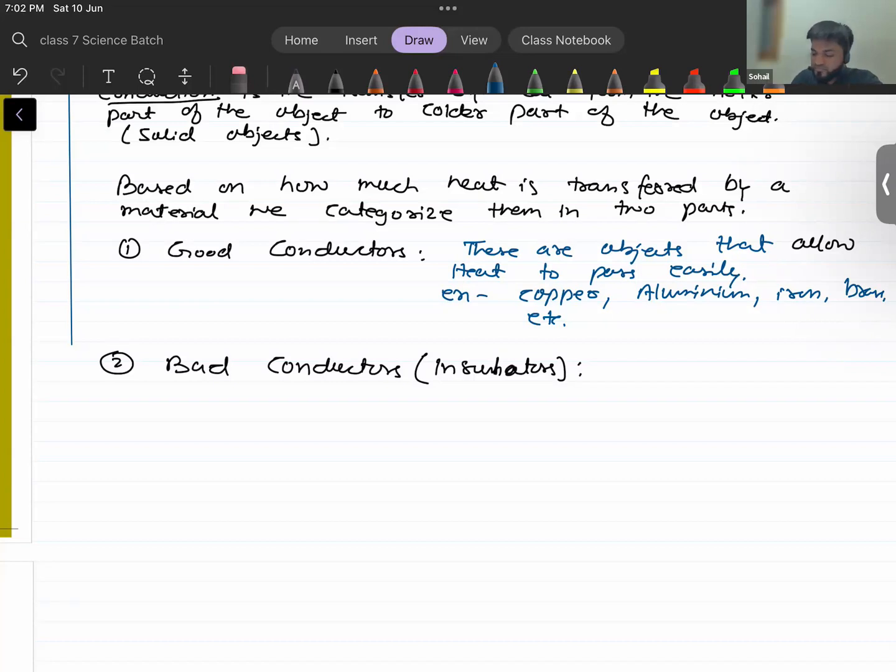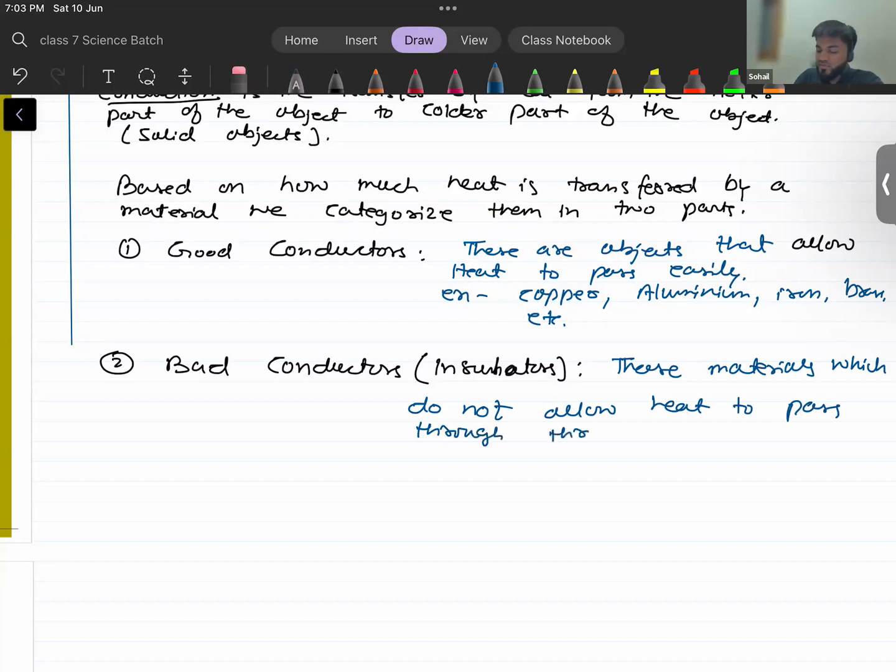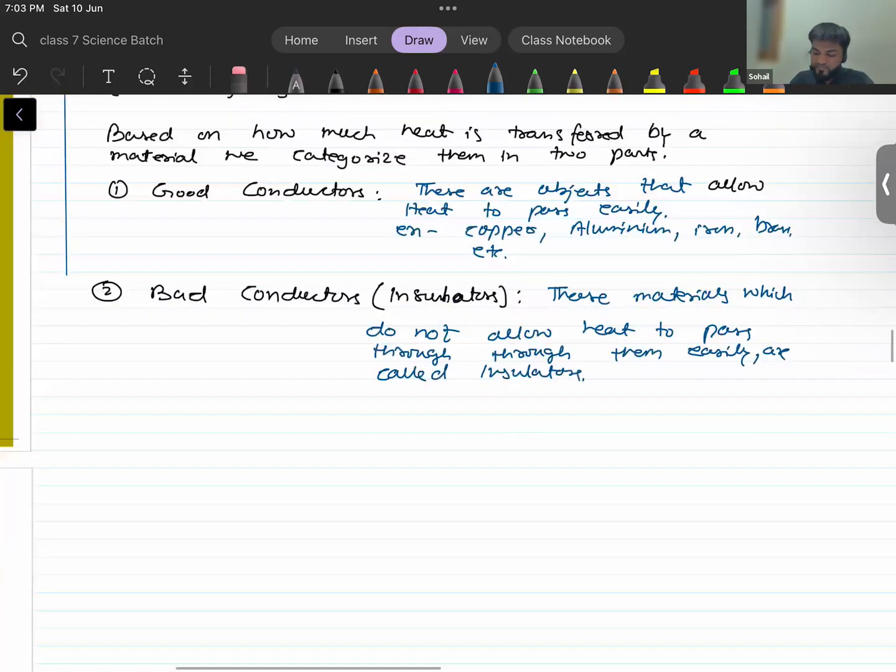So those materials which do not allow heat to pass through them easily are called what? Insulators. Right. What are some examples of insulators? Sir, rubber, plastic.